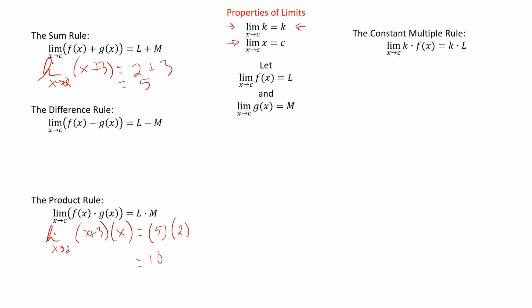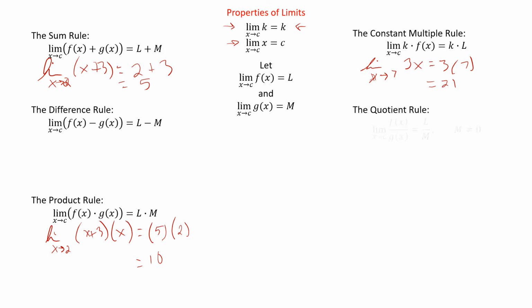But if we had, say, the limit as x approaches 7 of 3x, that's going to be 3, that k, times 7 because of that second limit that we know. So 3 times 7 is 21. So the limit as x approaches 7 of 3x is 21. We could get this by going, 3x is just x plus x plus x, so we could use the sum rule to do that one as well.